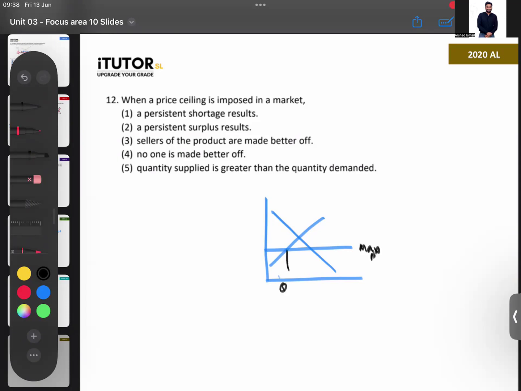Quantity supplied is this much, quantity demanded is here. So you have an excess demand. Excess demand means there is a shortage of goods. Many people want to buy, but not many units are there in the market. So which one is your answer then? Answer number 1. Okay, that's 2020.